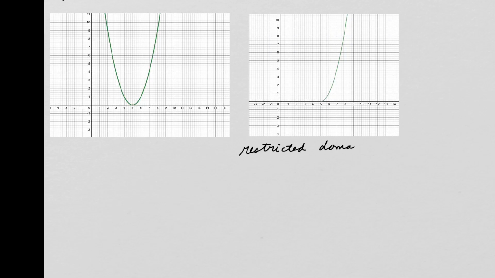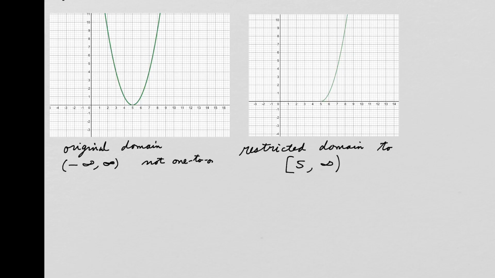the domain to 5, infinity. Where originally, the original domain was negative infinity to infinity, but the function was not one-to-one. But by restricting it, we made it a one-to-one function, right? In this case, it passes the horizontal line test, so it's one-to-one. Okay, so let's find the inverse, and then we'll plot everything out again.